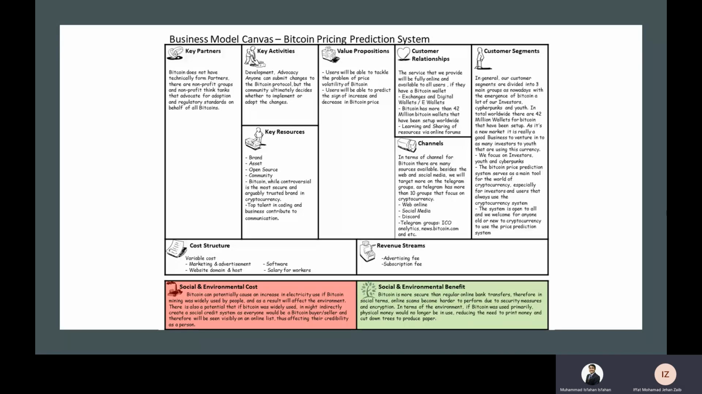Next is our customer segment. Usually we focus on three major groups which are focused on using Bitcoin. One is investors that are using it worldwide. Then we also have the youth, who are very interested in cryptocurrency. And lastly are the cypherpunks. These three groups are those people who are always utilizing Bitcoin, using it online to purchase things and do tradings and dealings and so on. So the system is open to all, and we welcome anyone to use the cryptocurrency.